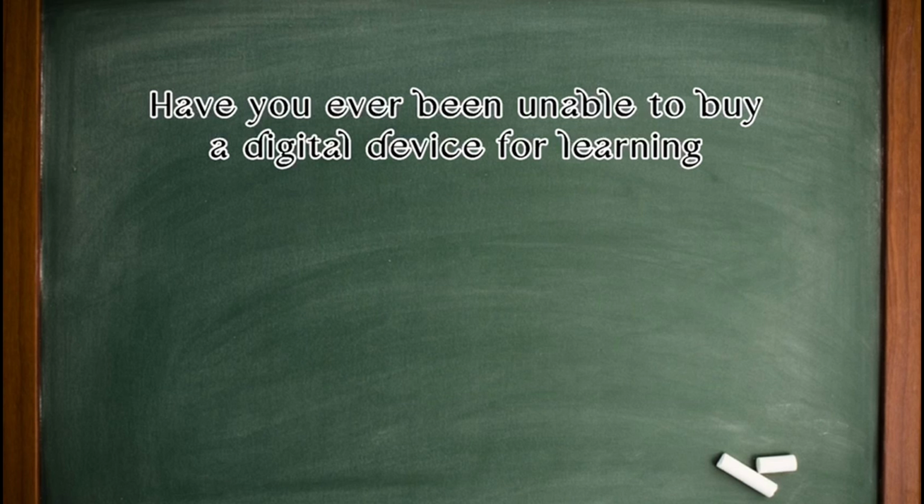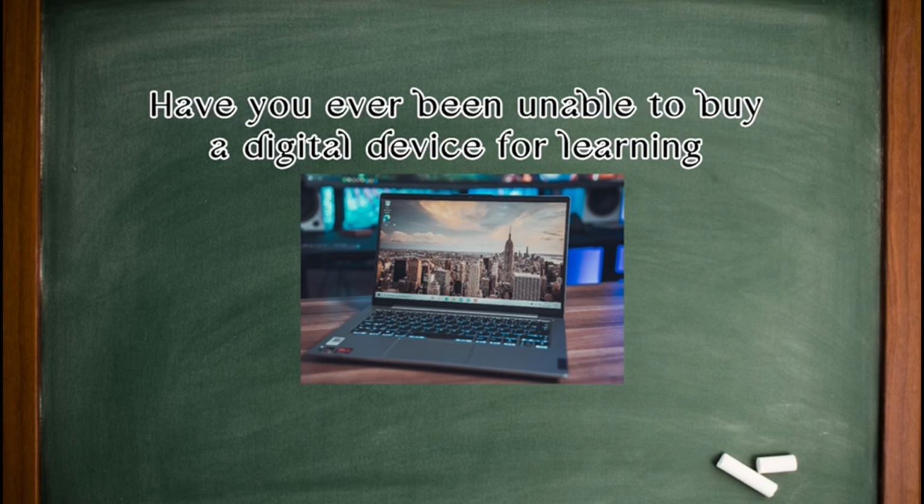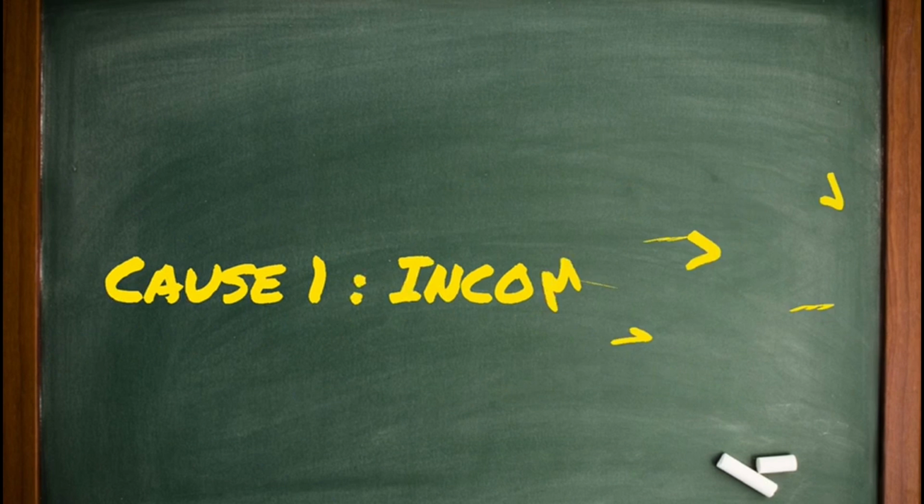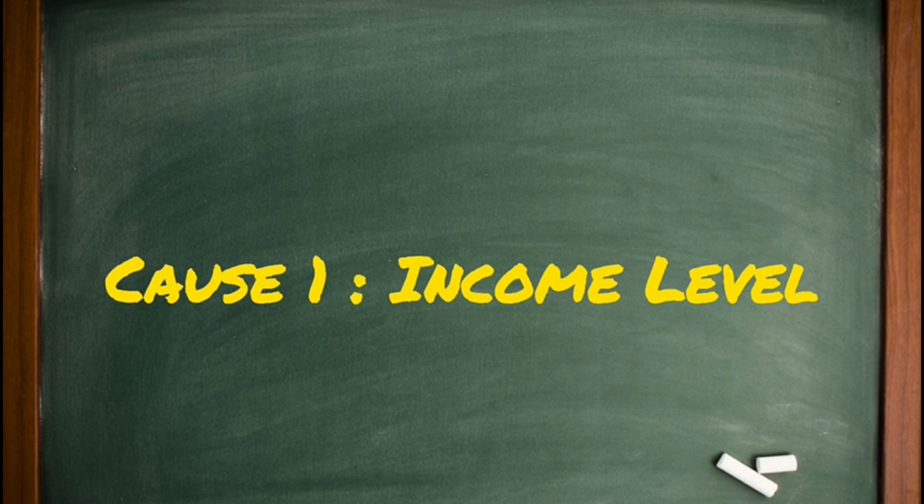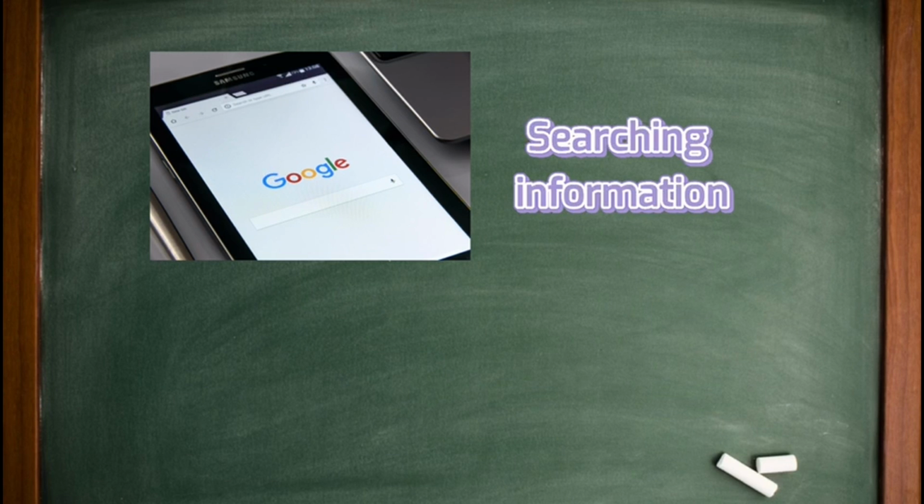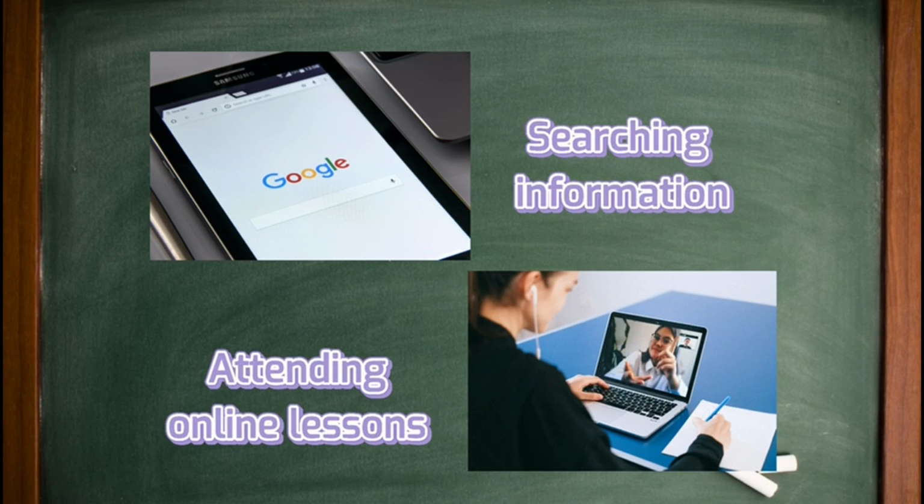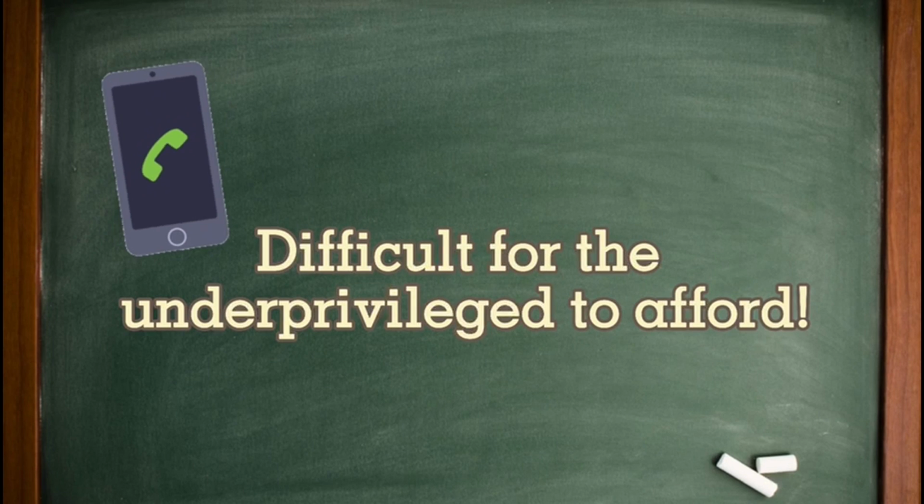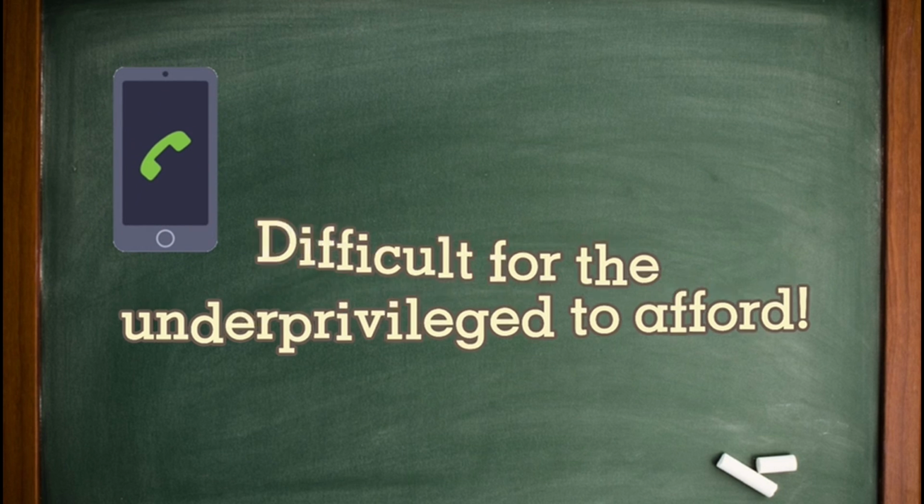Let's recall our memory. Have you ever been unable to buy a digital device for learning, like a laptop, due to not enough budget? This brings us to the first main cause of educational digital divide: income level. Nowadays, although digital gadgets are equipped with various functions for learning, like searching information and attending online lessons, they are pretty expensive, such as iPhone 13 Pro or MacBook. It may be difficult for the underprivileged to afford them.